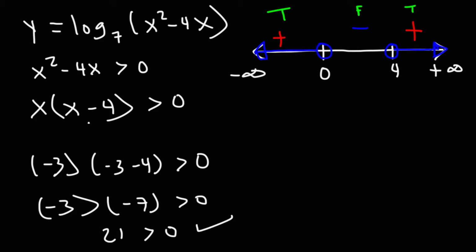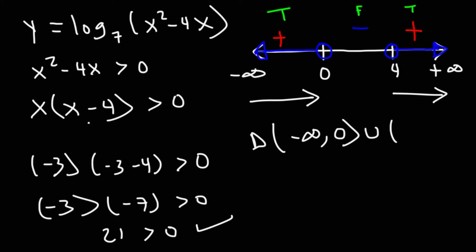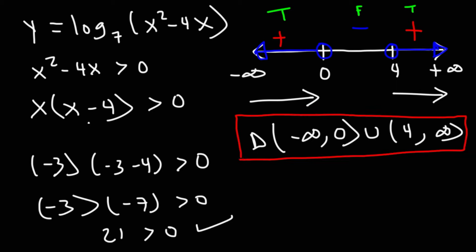Now let's go ahead and write the domain, starting from left to right. So it's going to be negative infinity to 0, union. We're going to skip this part. We're going to continue from 4. So from 4 to infinity. That's the answer for this example. So that's the domain for this function.